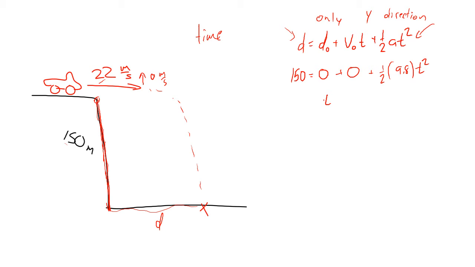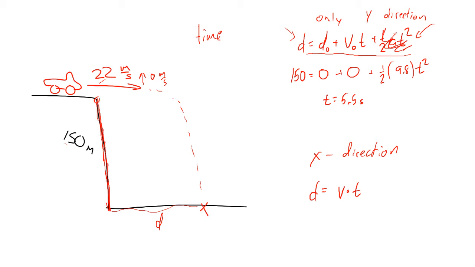Solve for time. Time is going to be about 5.5 seconds. So far so good. Now, since we have time, we're going to talk about your x direction. When we're talking about our x direction, we don't have an acceleration, because gravity goes straight down in the y direction. There's no x part of acceleration from gravity. So your distance is just going to be velocity times time. You could use this formula and just cross that part out. It's the same thing, but whatever.